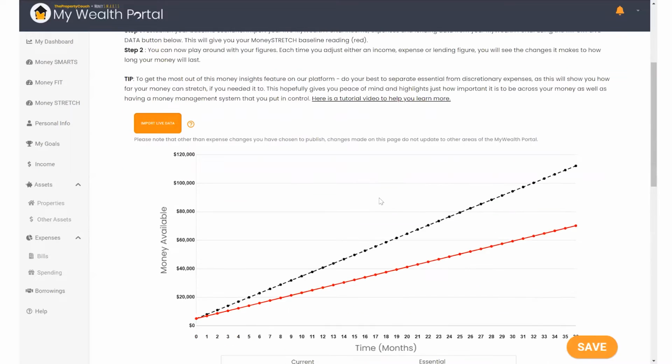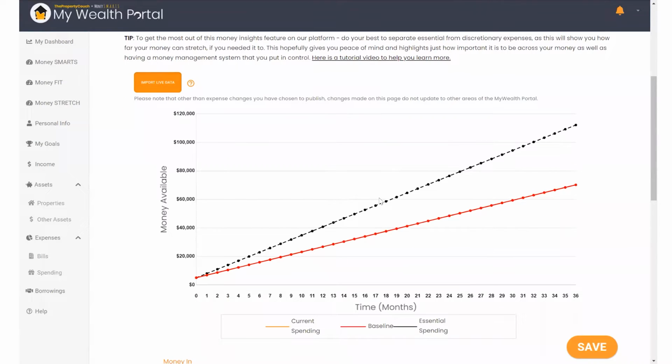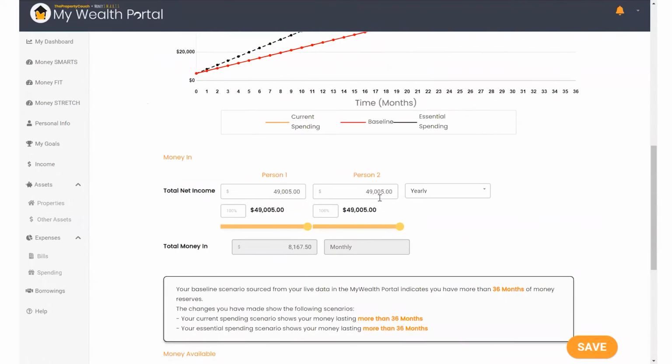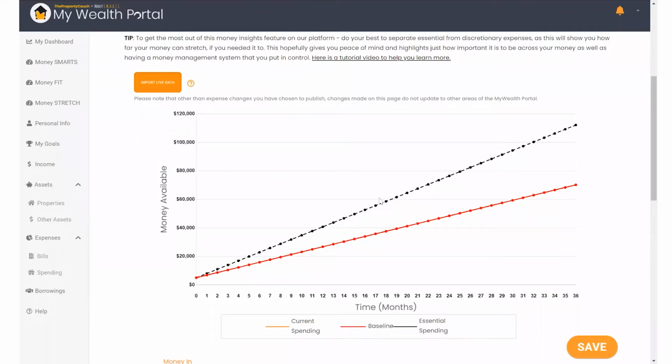So what we're going to do first is have a look at some of the graphical presentations and also some of the input fields. So we'll start firstly with the graph. Now what we can see here is 3 different areas. We can see what's known as current spending, what's known as baseline, and what's known as essential spending. Now, for those of you observing, where's the 3rd line? Well, it's actually sitting behind the baseline because we haven't changed any of the data yet. So I'll show you that in a minute, and then I'll talk you further through the changes that are going on here.